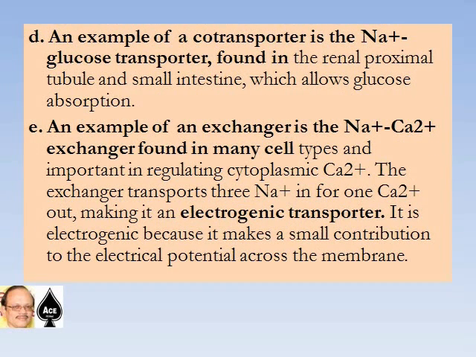An example of a co-transporter is the sodium glucose transporter found in the renal proximal tubule and small intestine, which allows glucose absorption. An example of an exchanger is the sodium calcium exchanger found in many cell types and important in the regulation of cytoplasmic calcium.